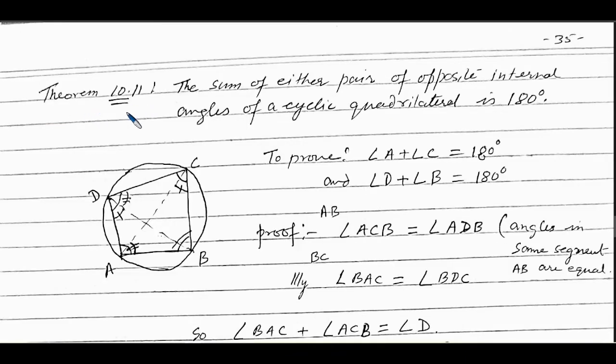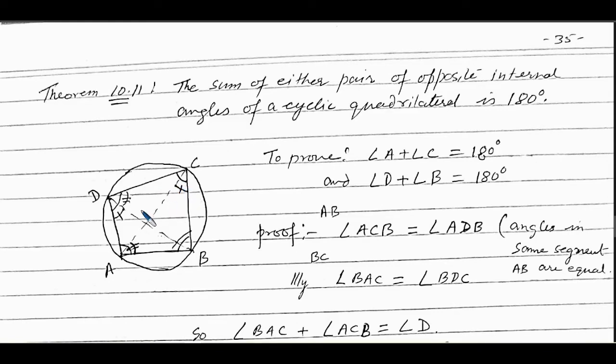Now theorem 10.11. It says the sum of either pair of opposite internal angles of a cyclic quadrilateral is 180. Cyclic means each vertex is touching the circle. So this and this opposite angle sum is 180. This angle plus this angle is 180. If you can prove that these opposite angles are 180, then it is a cyclic quadrilateral.